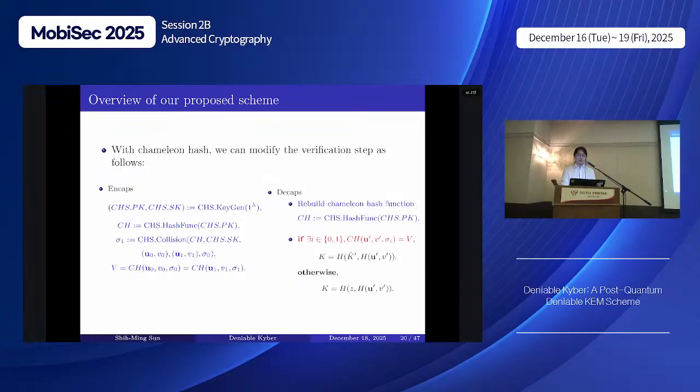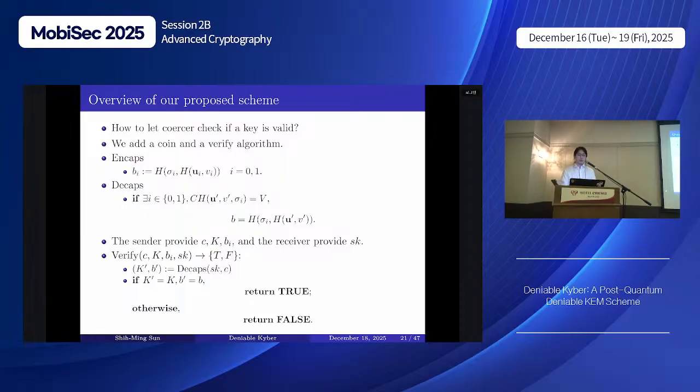So with chameleon hash, we can modify the verification step as follows. In encapsulation, we generate a hash function and find a collision so that these two hash values are the same. In decapsulation, we rebuild the hash function and check whether, after the re-encryption, the hash value is equal to the original hash value. If so, we output a key. If not, we output a random key.